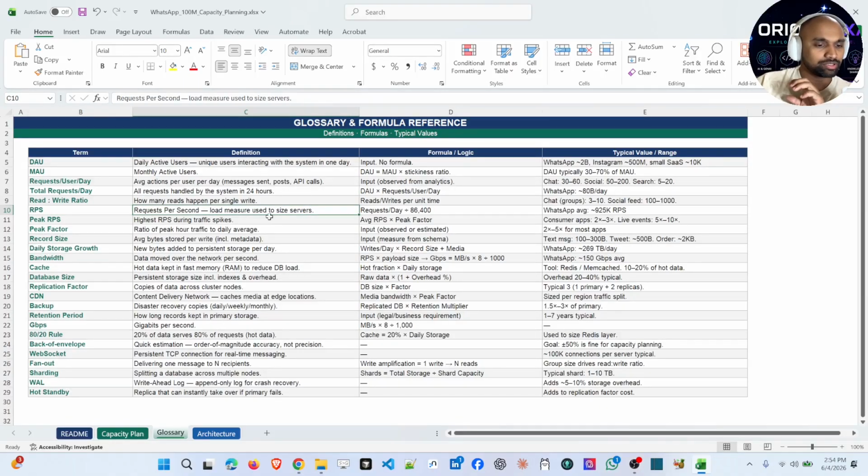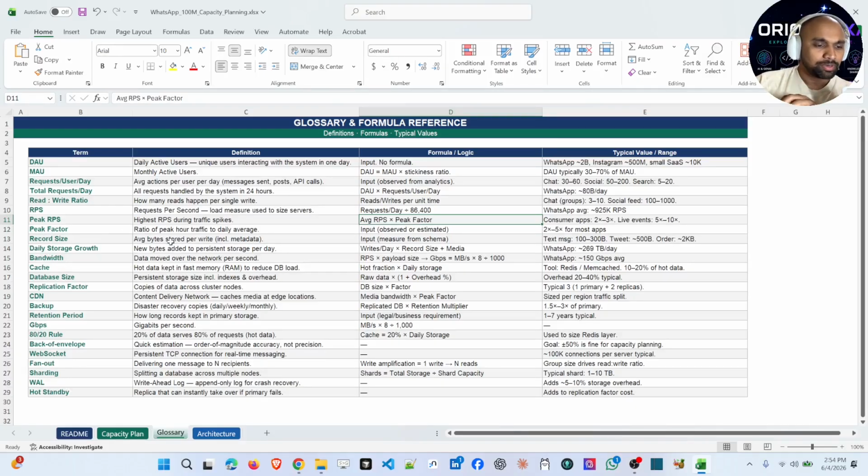Next, come to the total RPS, requests per second. That is the load measure used to size the servers. Requests per day divided by the number of seconds in a day, that is 86,400. Peak requests per day will usually be around 3 to 4 times the average. Peak requests are calculated on the basis of 3 to 4 times the previous calculation. Peak RPS is the highest RPS during a traffic spike. We usually take around 3 to 4 times, that is average RPS multiplied by the peak factor. The peak factor should be either 3x or 4x that we consider.